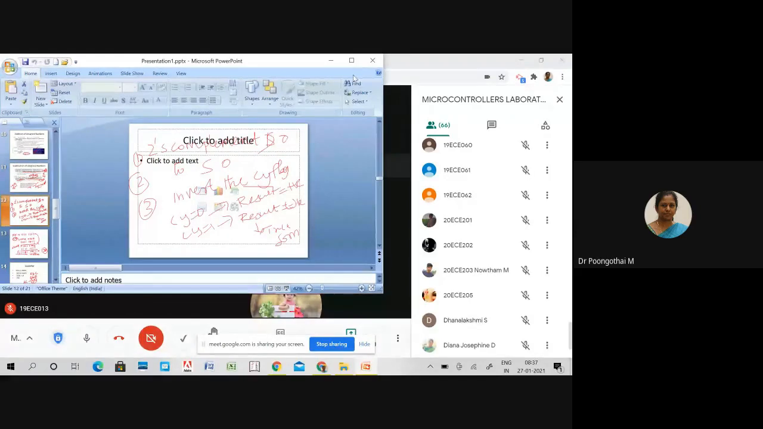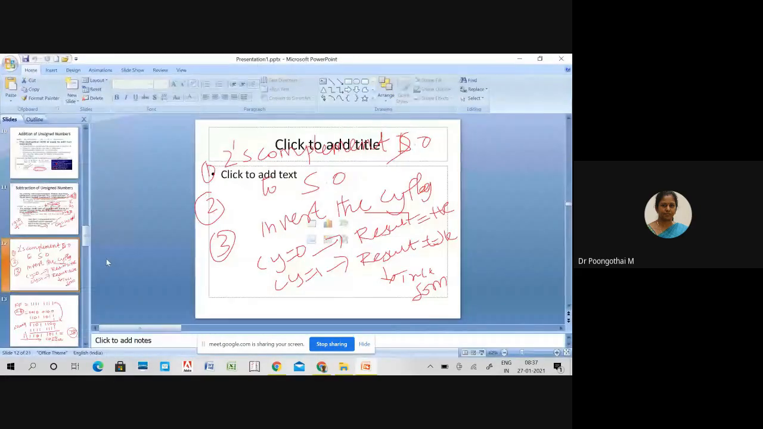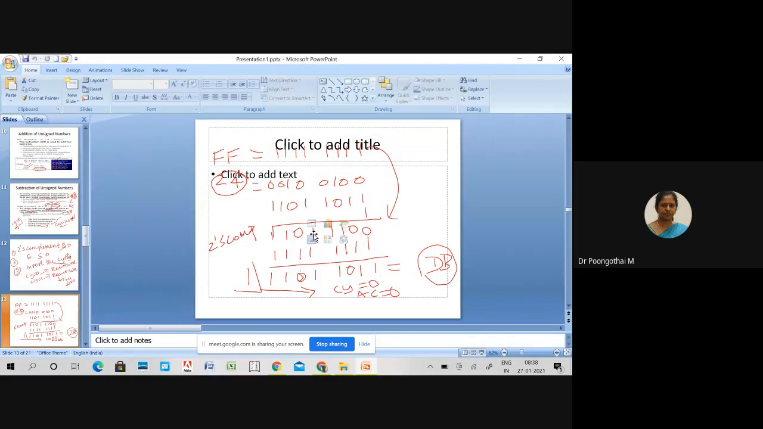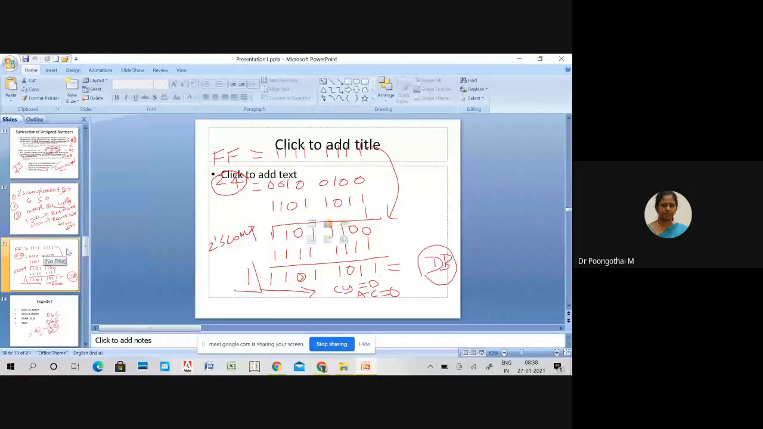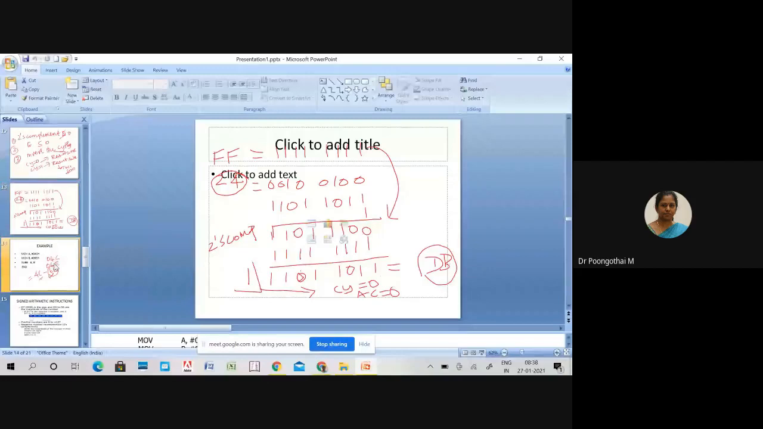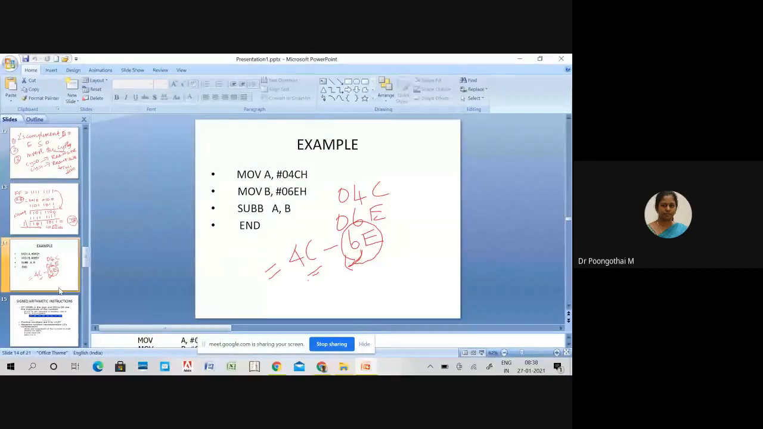So in case of unsigned subtraction, you have to take 2's complement of your source operand, okay? After taking 2's complement, that should be added to your first operand. After that, you have to check the carry flag. After inverting carry, if carry is 0, the result is in positive form. Otherwise, your result is in negative form. Okay? Is that clear? Yes, ma'am.